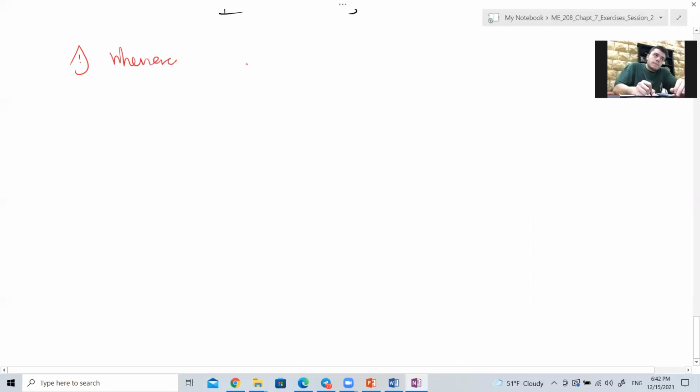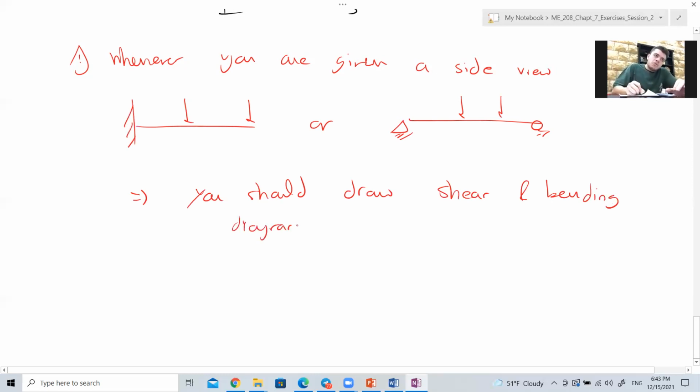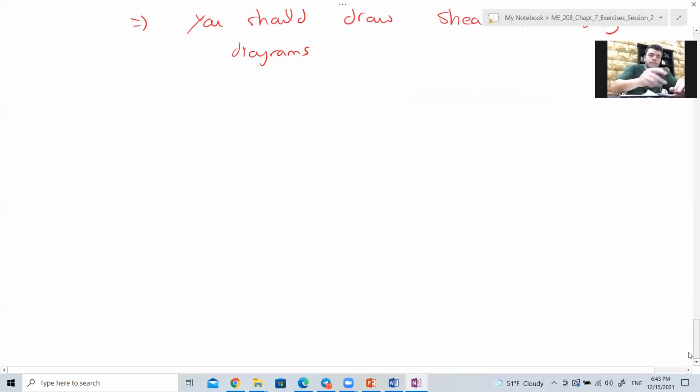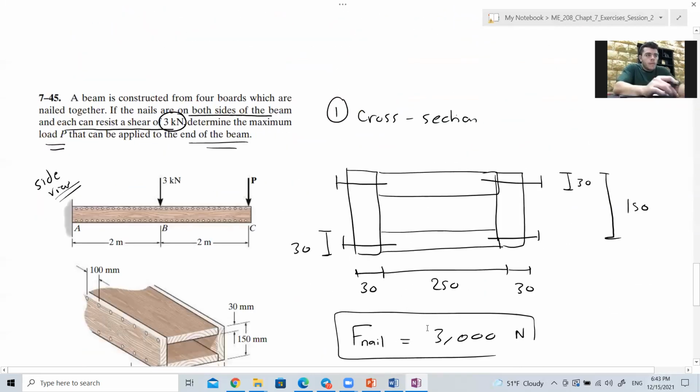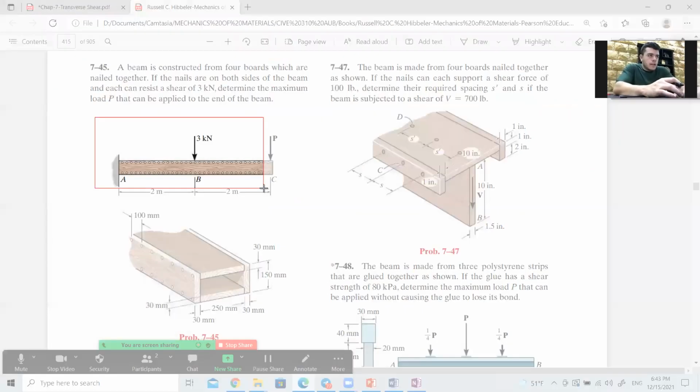So whenever you are given a side view, for example like this or simply supported like this, with the loads, then you should draw the shear and bending diagrams. Here it's not necessary to draw the bending diagram, because there is no question related to bending stress. Alright, so we will now draw the shear diagram.